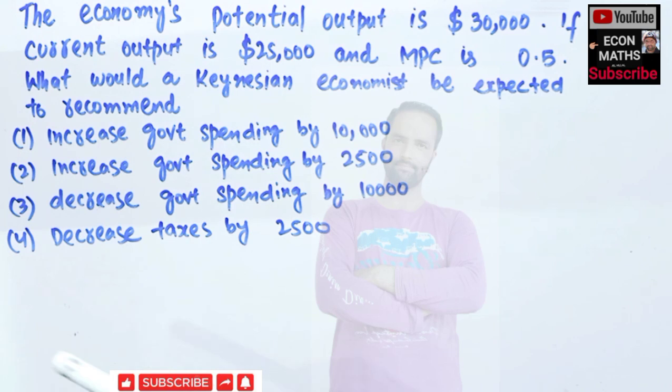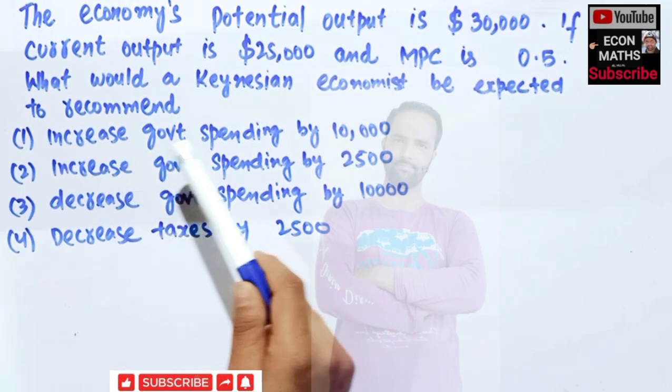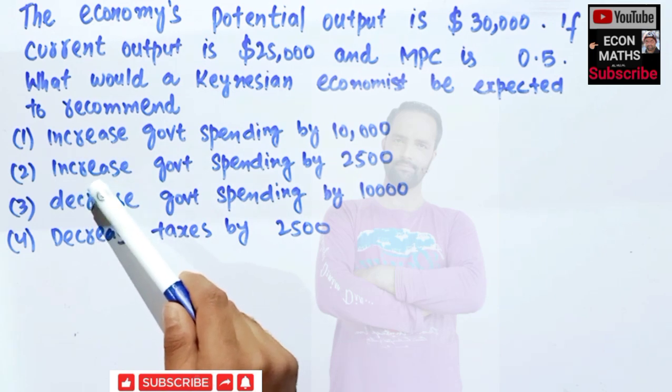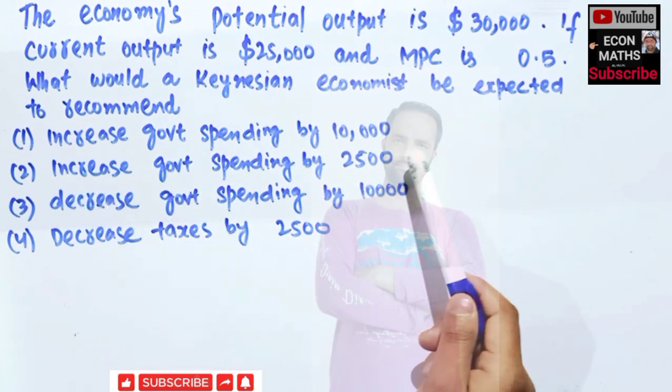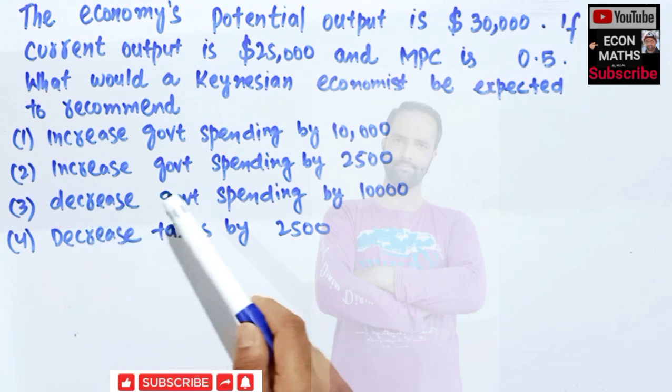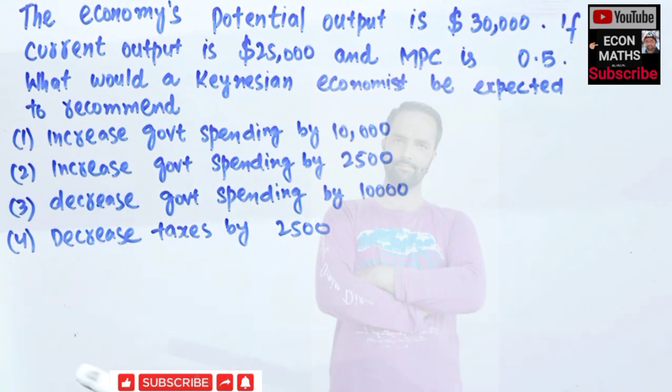So we are given four options. First is increase government spending by $10,000. Second option is increase government spending by $2,500. Third option is decrease government spending by $10,000, or fourth option is decrease taxes by $2,500.